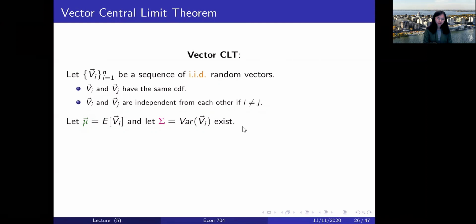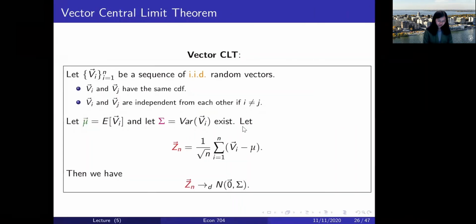Then the vector central limit theorem says if you define Zn random vector to be equal to 1 over square root n times the sum of V vector minus mu, minus the population expectation, then that vector converges in distribution to normal with mean 0. The mean is a 0 vector, and the variance covariance matrix is given by the variance of the V vector.